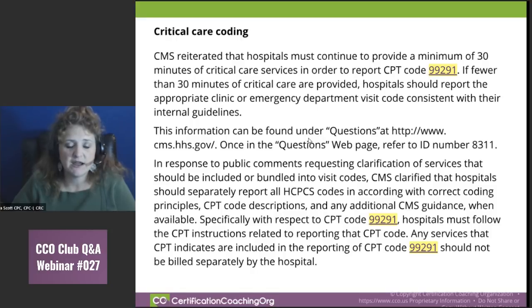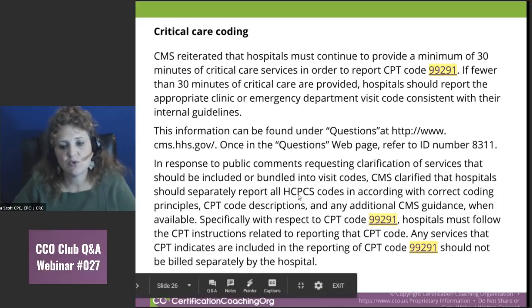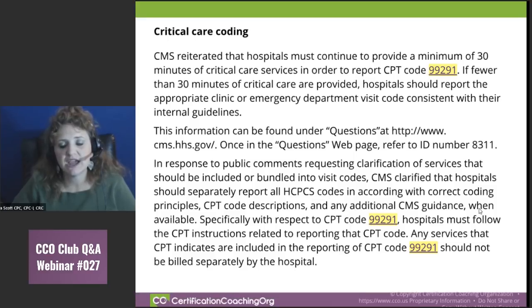If you want to look that up, go to cms.hhs.gov. And they had also some questions that came out about clarification for hospitals and reporting additional things that happened to the patient while the critical care codes were being used.